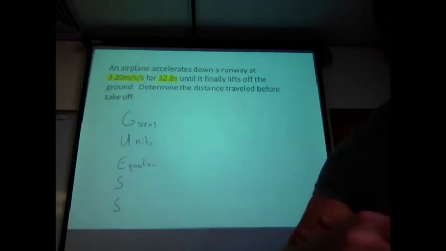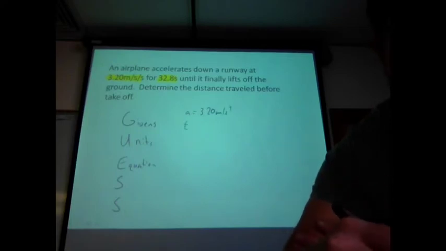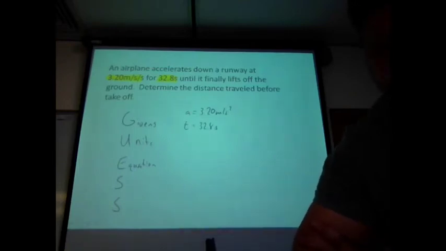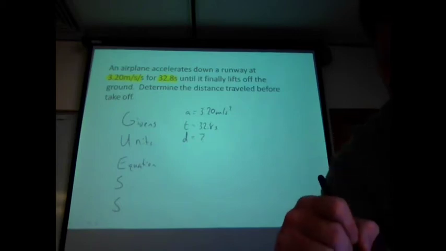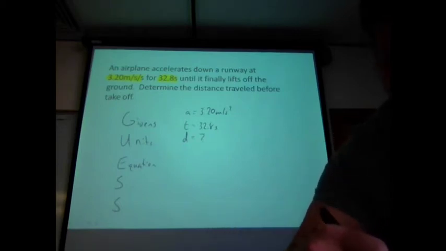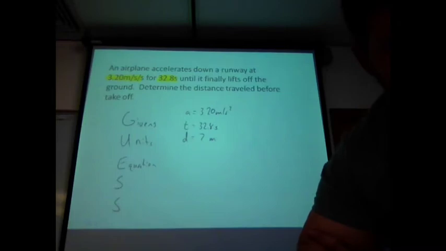Now, the things that we know: acceleration equals 3.20 meters per second squared, and time equals 32.8 seconds. What we're going to solve for is distance, or displacement. Since we have an acceleration that's in meters, our displacement should also be in meters, and that's what our answer should be in for displacement anyway.